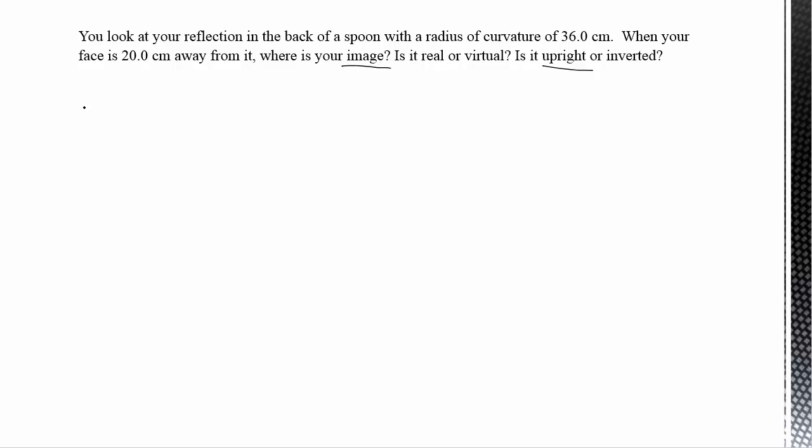So we're going to use our 1 over dO plus 1 over di equals 1 over f equation. We're given the object distance, so we've got 1 over 20, and as I mentioned previously, you can leave things in centimeters as long as all the units match. The image distance is what we're going to solve for, so we'll leave that as the unknown. And the focal length, well, it didn't give us that, but it gave us the radius of curvature, and the focal length is half of that. So that is 18. And as I mentioned in the previous video, focal lengths for convex mirrors are always negative, so you got to have that negative sign or you will not get the right answer.